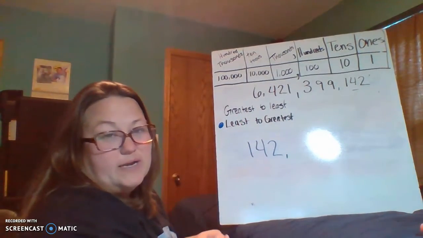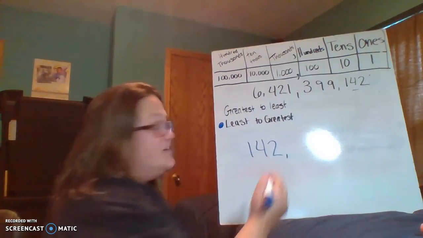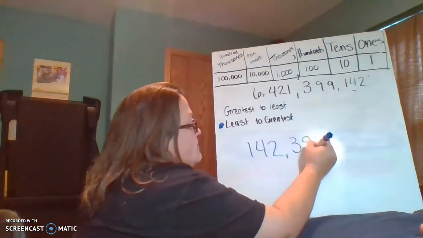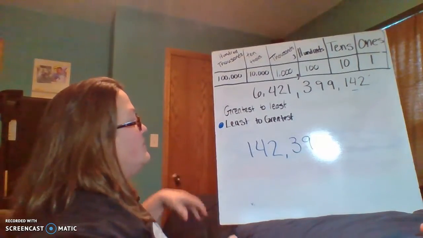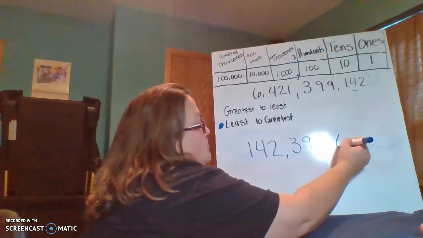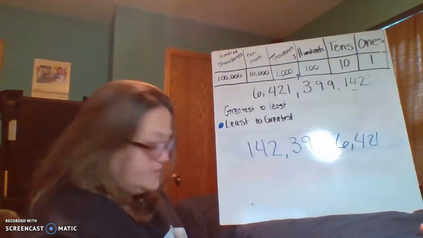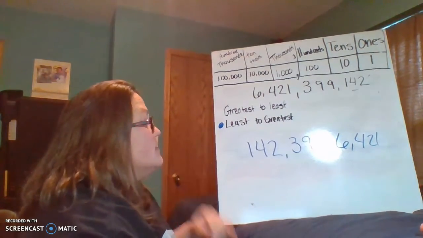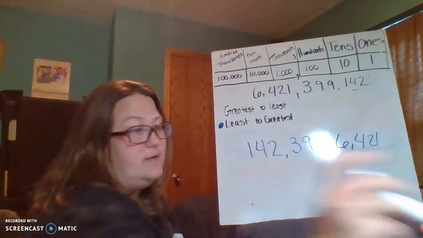Then we've got 6,421 and 399. So what's our next smallest number? 399, that's right. Good job. And then our greatest number is 6,421. So now we've talked about ordering numbers. Least is smallest and greatest is biggest.